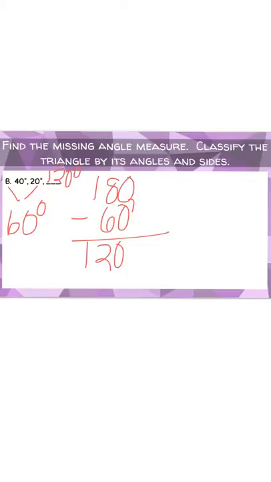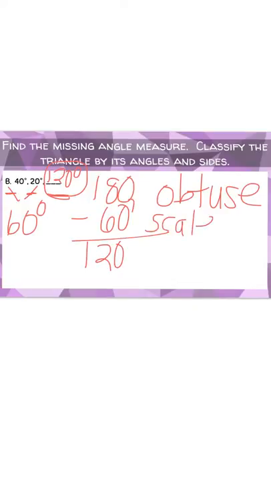To classify it by its angles, you can see that there is a 120 degree angle, and that is greater than 90 degrees. And when you have one angle that's greater than 90 degrees, that means that it is an obtuse triangle. Now to classify it by its sides, we have a 40, a 20, and a 120. So again, because none of them are equal, that means none of the sides are equal, and so it would be scalene.